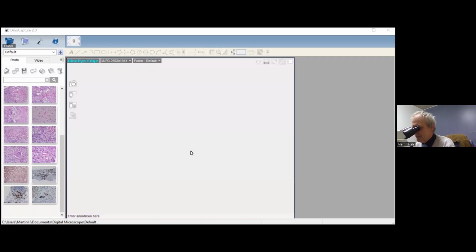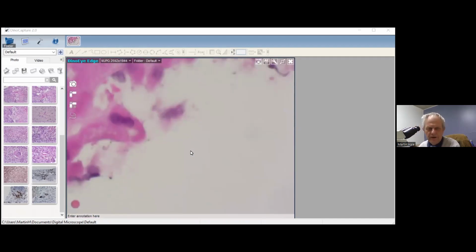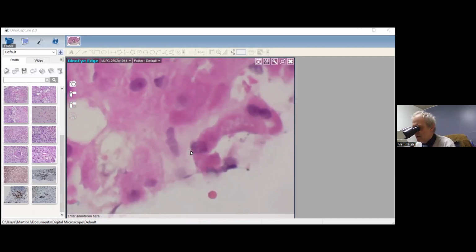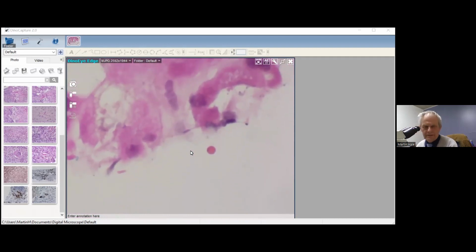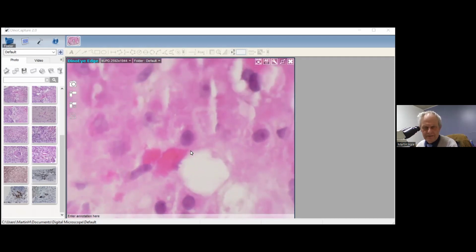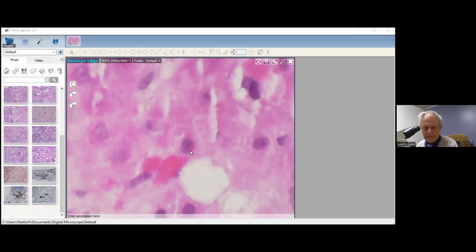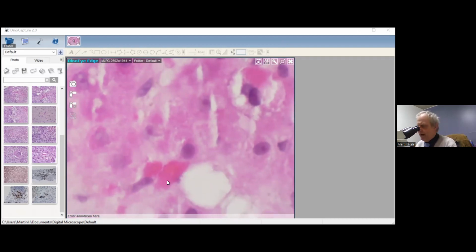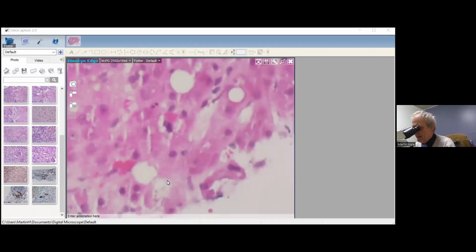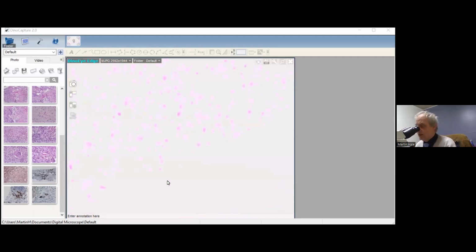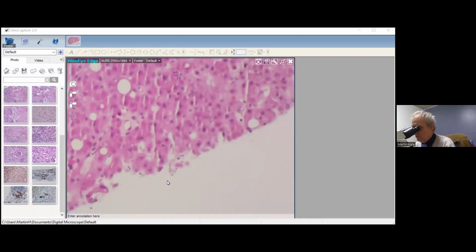Look at these. You could take a photograph of this and put it into a textbook for Mallory-Denk bodies. Let me see if I can find them. Look at that. Look at those. Beautiful. Okay, so classic Mallory-Denk bodies. Ballooning degeneration is not there. It's absent. And why is it absent? Because there's no steatosis. So that would be expected.